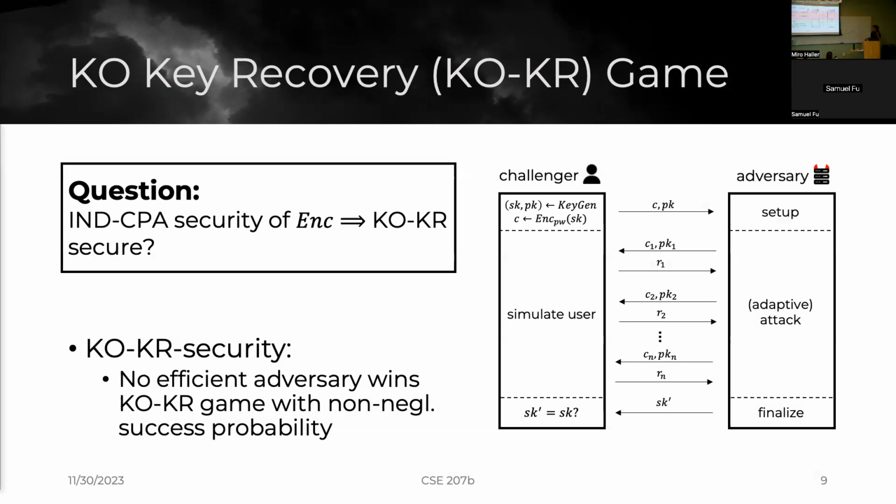Okay, so if you're doing that, then we're trying to prove the inverse. We're trying to prove that if it is secure, then the other one is secure, and you can do this by proving the contrapositive, which is if it's not KOKR secure, then it is also not IND-CPA secure. So you would start with a different assumption.